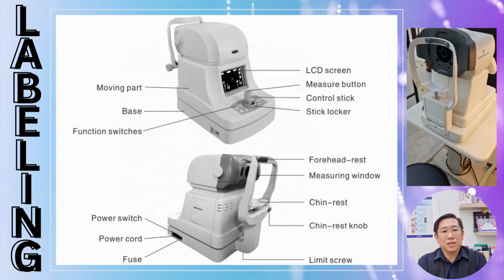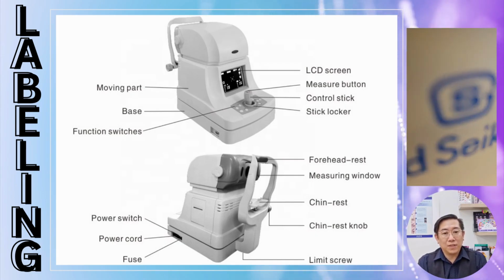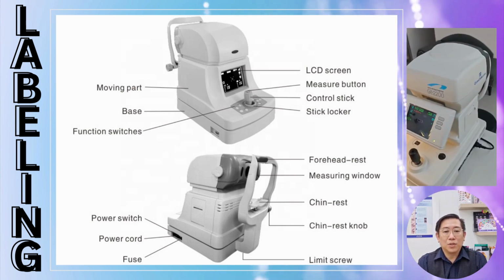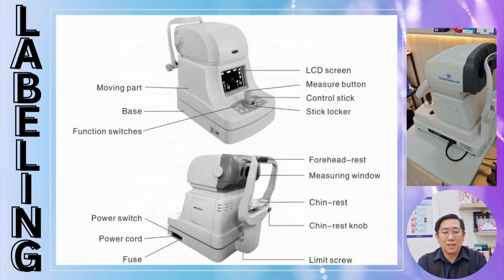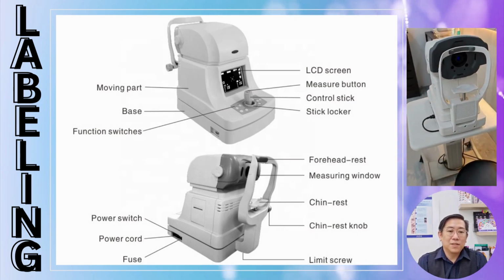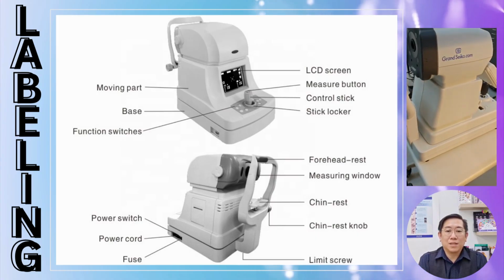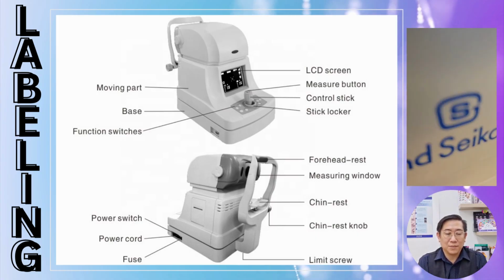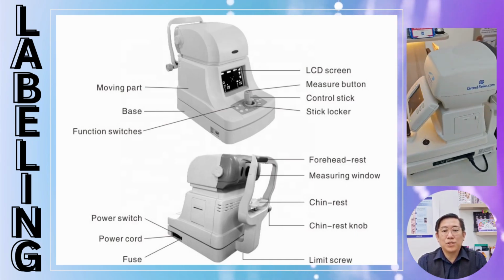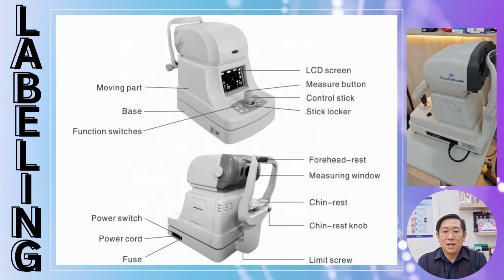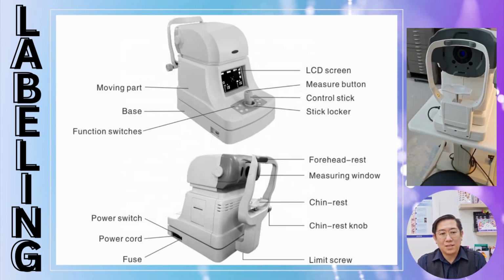accidental movement during measurements. From the back or side view of the device, which is the bottom part, we can identify more patient-related and technical components. First is the forehead rest. This is where the patient rests their forehead and maintains a steady position. Secondly, it will be the measuring window, the optical area through which the patient looks. This is where the light is projected and reflected for analysis.